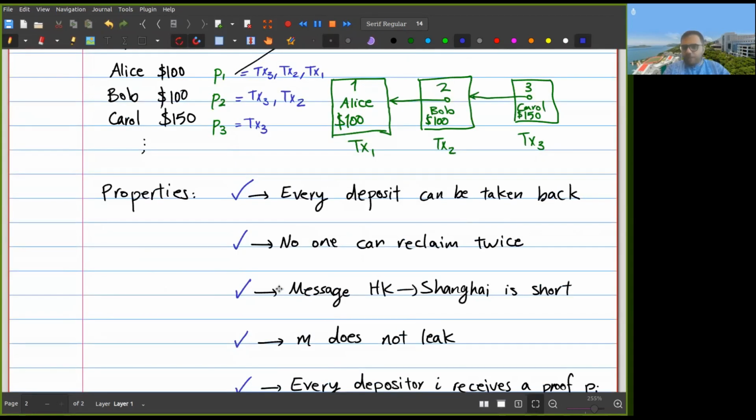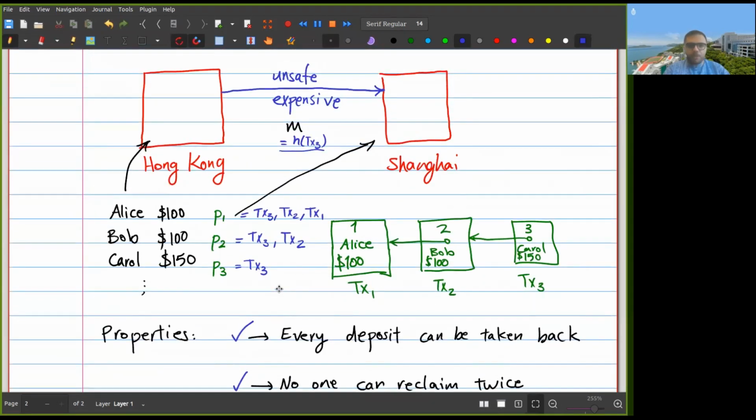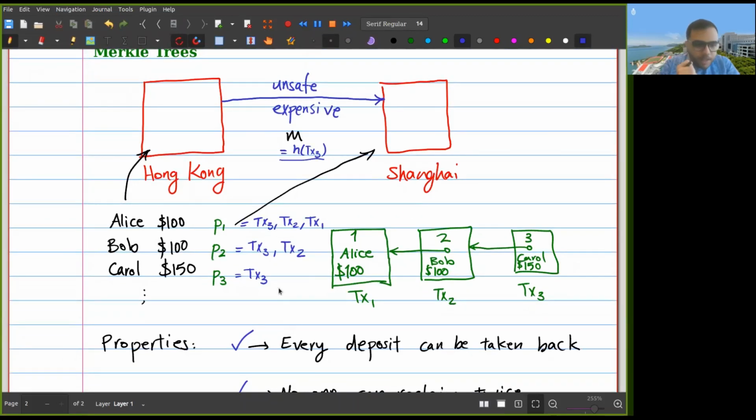So it seems like we have all the properties. But of course, there are two problems here. The first problem is that our proofs are getting too long. So imagine if you want to, let's say, deposit $100 and then get it back on the other side. And maybe there were, I don't know, 10,000 transactions on that day. And then they just print out some big amount of data that shows 10,000 transactions so that you can prove your one transaction. That's one problem.